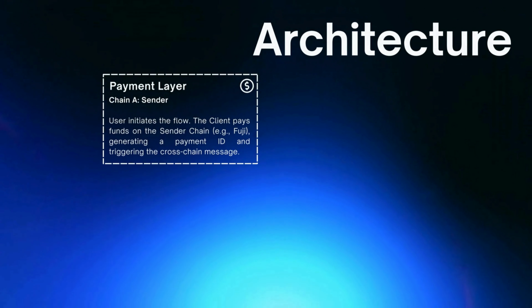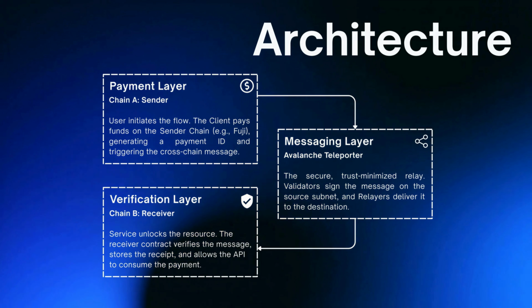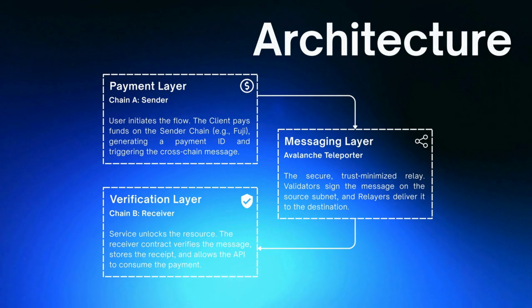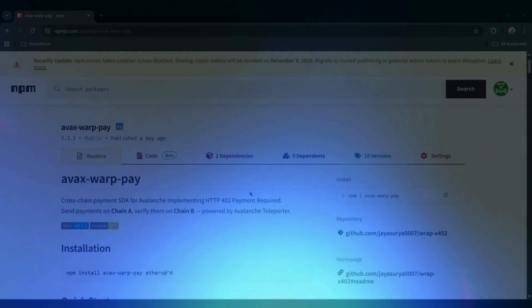So here is how it works. The user funds the transaction on the sender chain, which is securely bridged by validators via Teleporter. Finally, the destination contract validates the receipt and unlocks the resource to consume the payment.